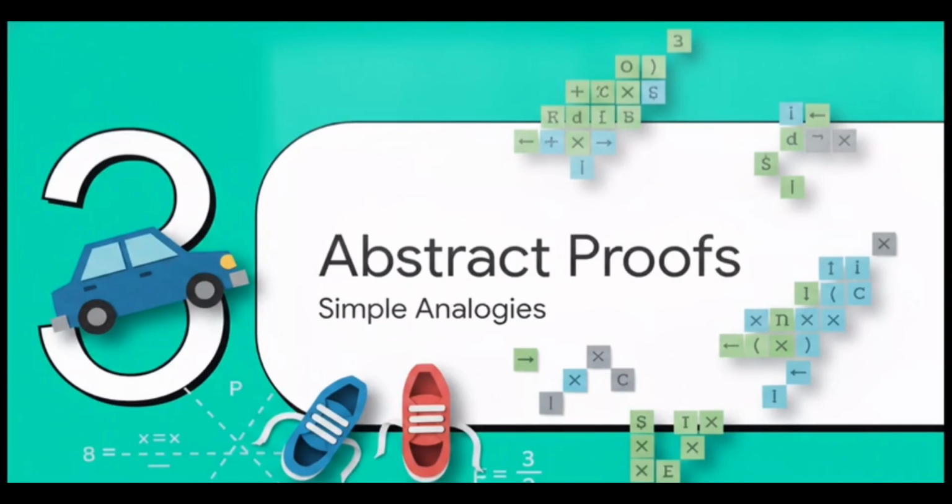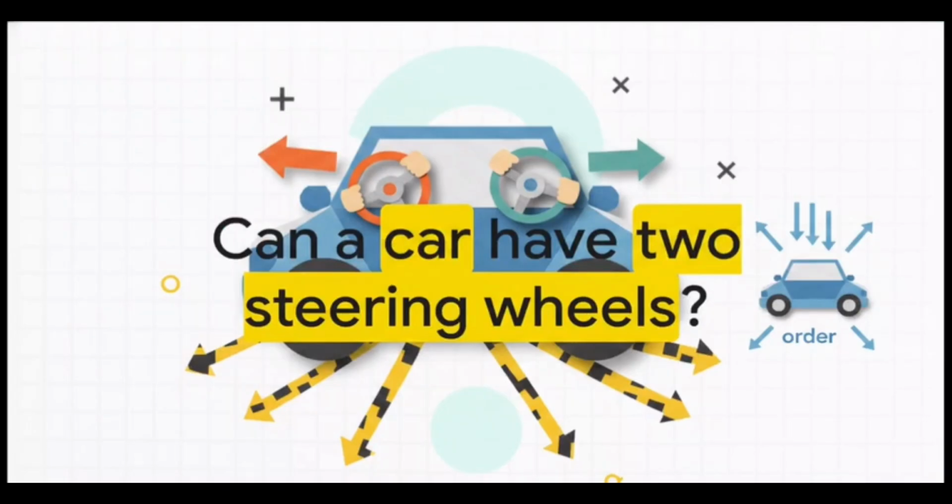Which brings us to our final section, abstract proofs, simple analogies. We're going to prove these rules using everyday logic. I know, for a lot of beginners, abstract proofs sound super intimidating, but I want to reassure you right now, if you understand the basic logic of driving a car or just putting on your shoes in the morning, you can easily master mathematical proofs.